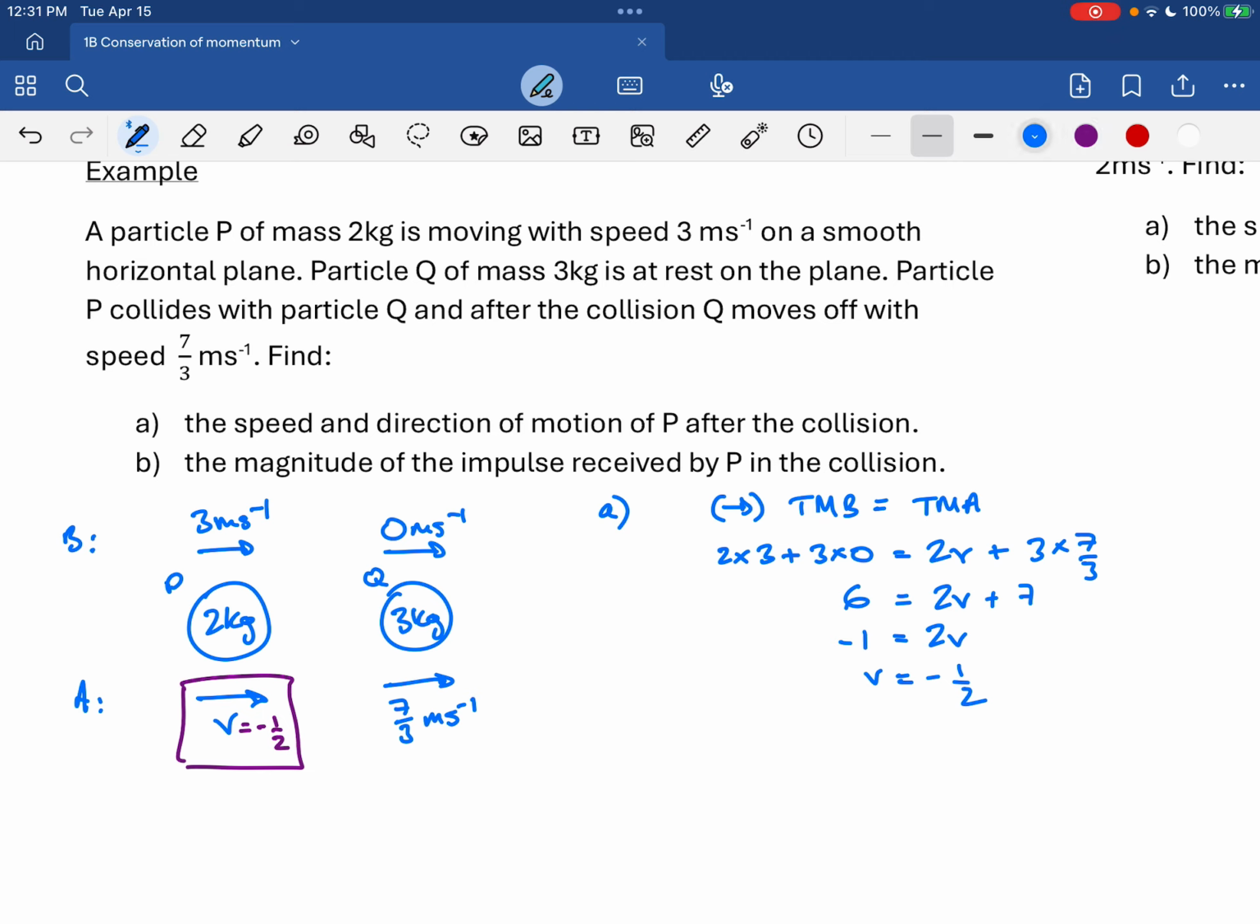So we can answer question A, the speed and direction of motion of P after the collision. For the direction of P, I'm not going to write down that it's moving left, because it all depends on how you drew your diagram, and the examiner doesn't know whether you drew your P on the left and your Q on the right or the other way round. So if it's changed direction, you say it's changed direction. Originally, P was moving to the right at 3 meters per second. We now know it's going to move left with a velocity of 0.5. So we just say it's reversed. So after the collision, the direction of P is reversed.